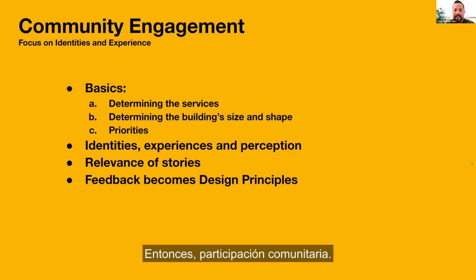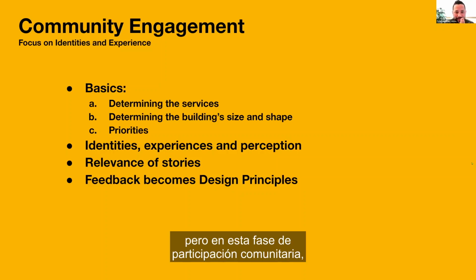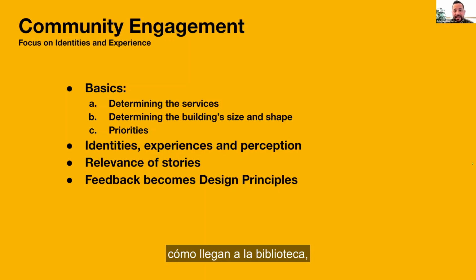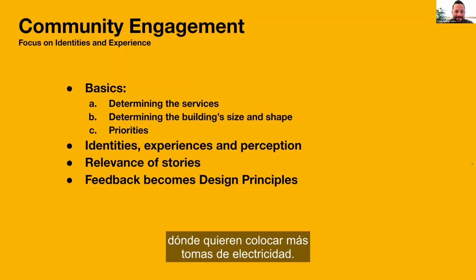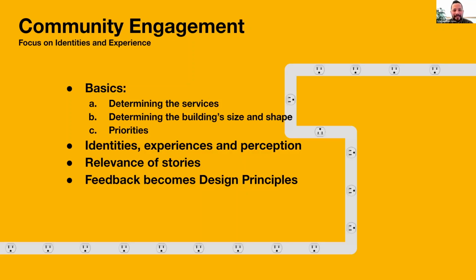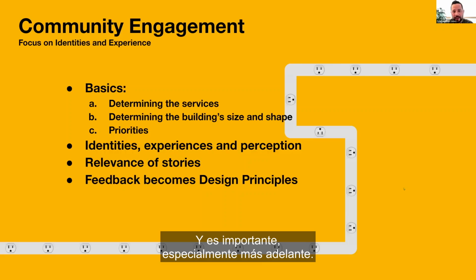So, community engagement. If I'm being honest, I think the term feels a bit jargony, a bit formal, but in this community engagement phase, we're trying to do a lot. And part of that includes collecting some raw data about which services are your favorite, about what kind of seating you prefer, how you're getting to the library, you know, technical stuff, where you want to put more power outlets. That information directly helps us design the library, and it is important, especially later on.